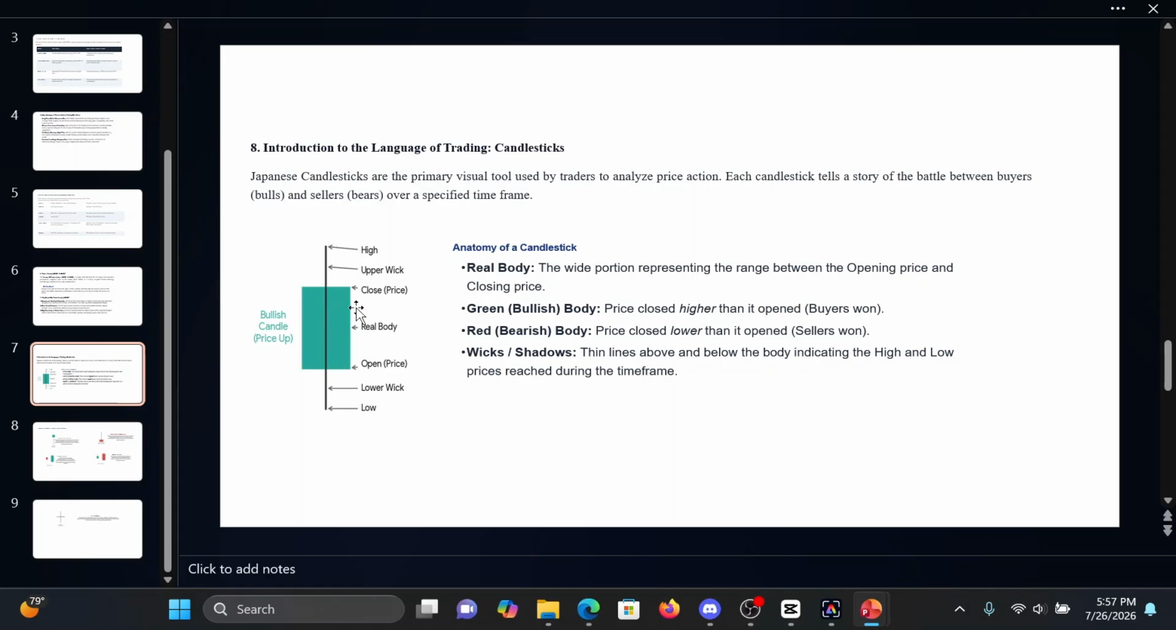If it is green, it is a bullish body. If it is red, it is a bearish body. This is what we call the wick or the shadow. Others call it the shadow, others call it the wick. The wick shows that price came here, but it did not stay, it left.